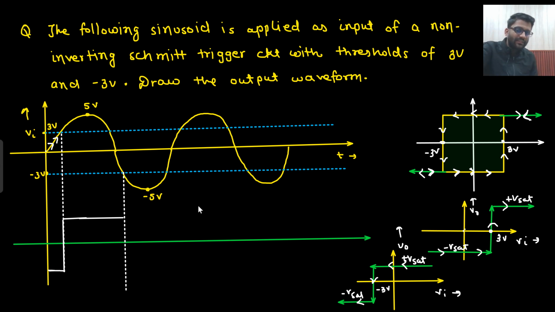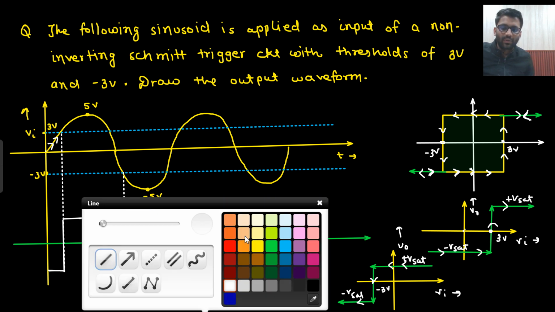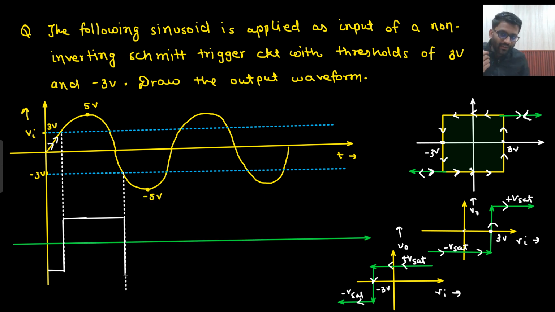Now, from minus 3 to minus 5 also input is decreasing only. So this characteristic only I will follow. But what is this saying? From minus 3 to minus 5 your output should be minus Vset. So what I will do? From minus 3 to minus 5 your output should be minus Vset.